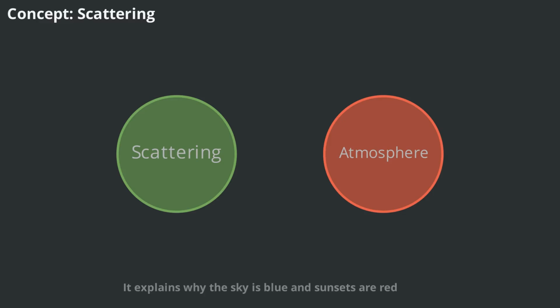Scattering is the process by which small particles in the atmosphere deflect light in different directions. It explains why the sky is blue and sunsets are red. The degree of scattering depends on the wavelength of light and the size of the particles. This concept is vital for understanding many natural optical effects.